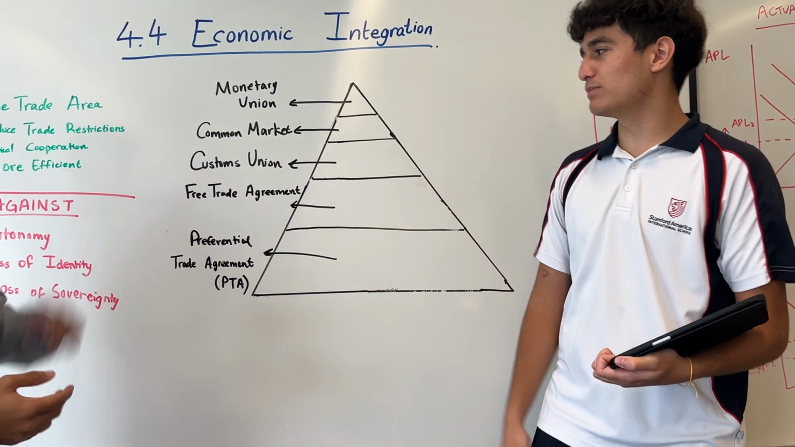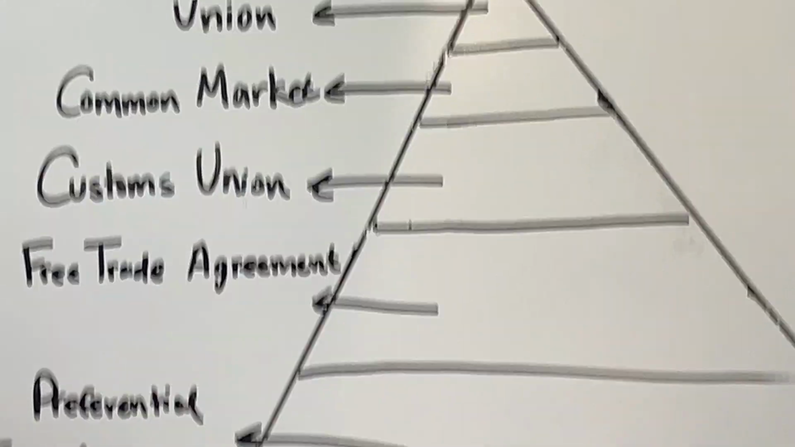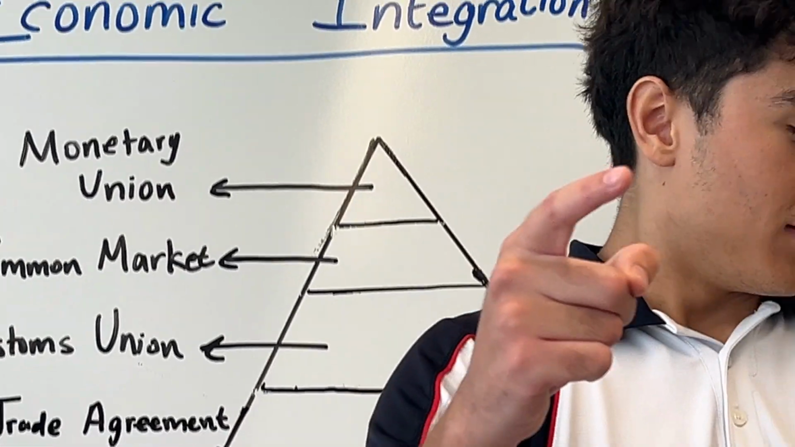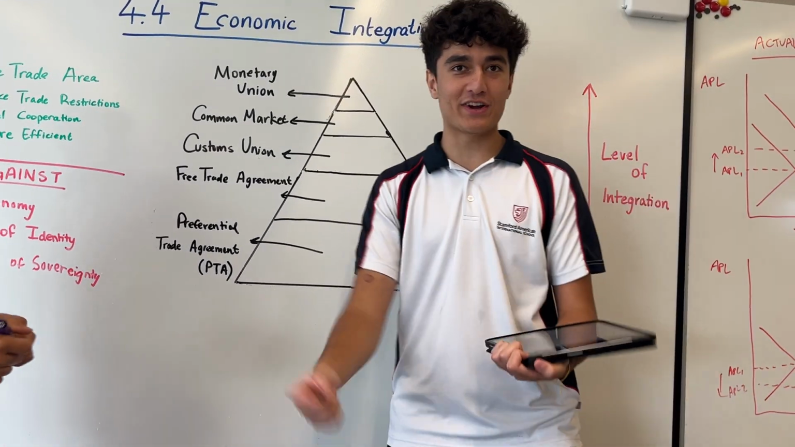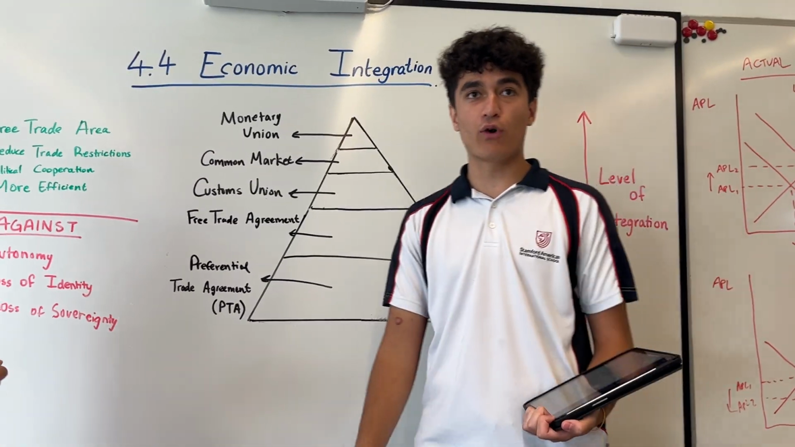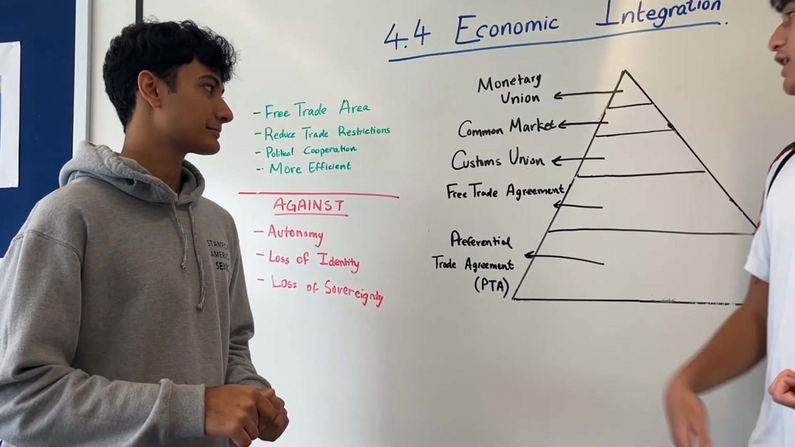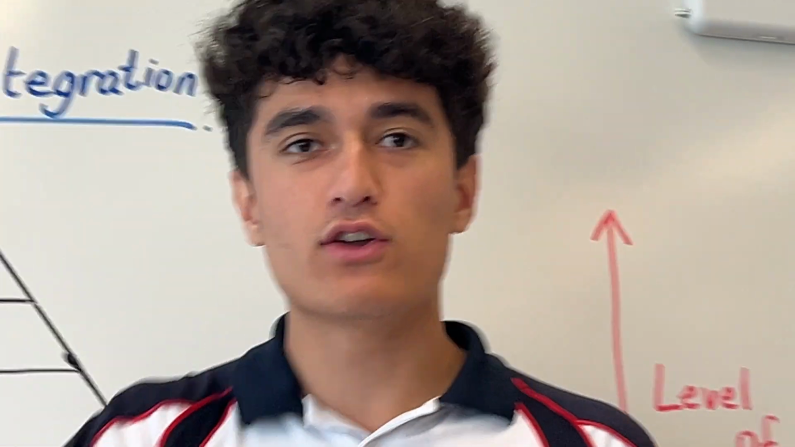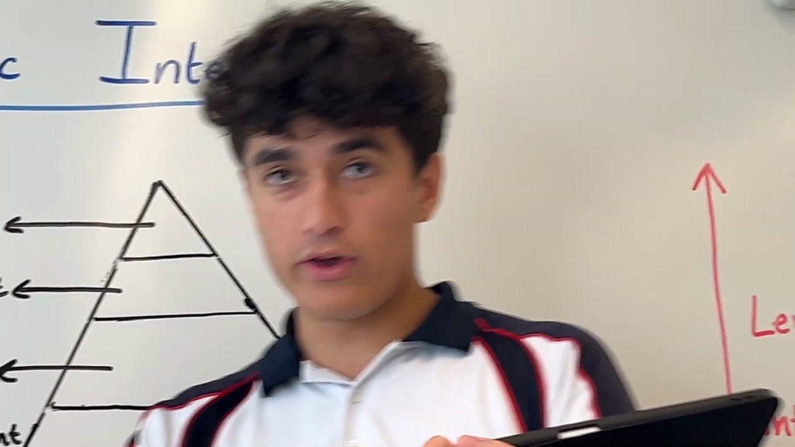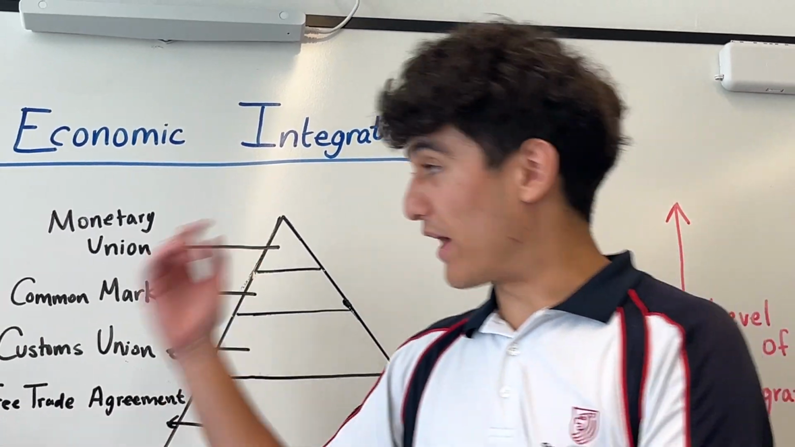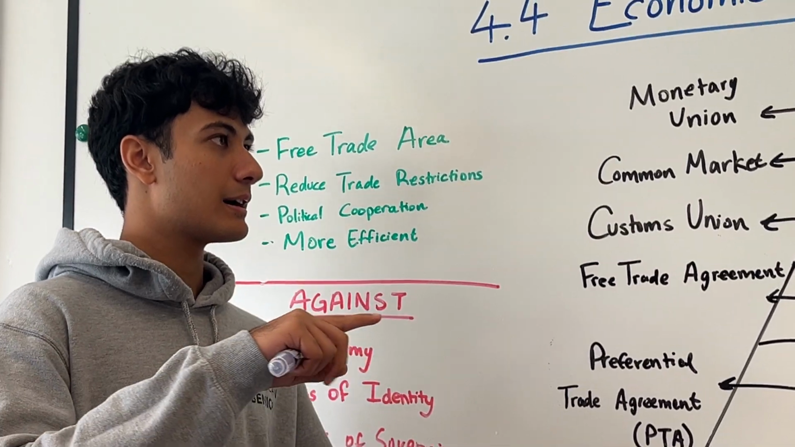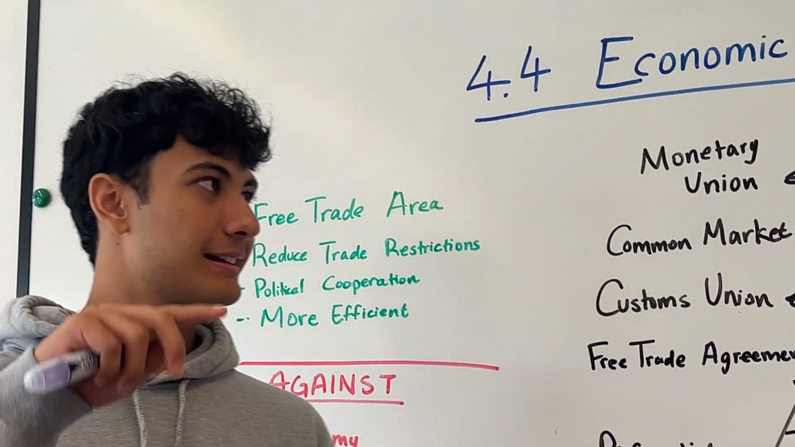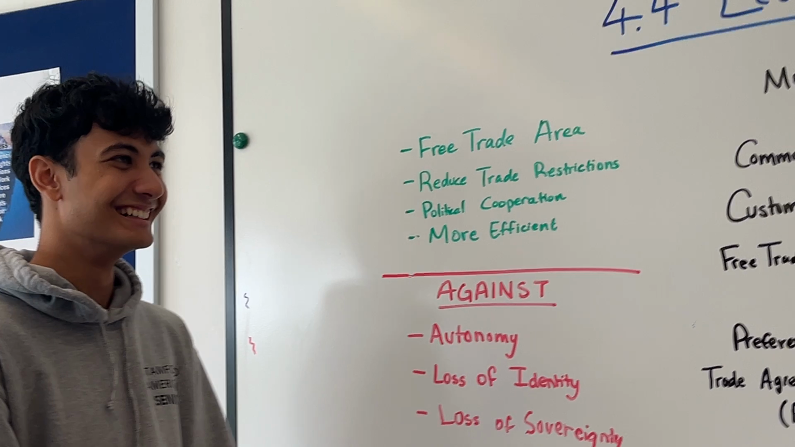Moving up, we've got the customs union. A customs union is when a group of countries remove all trade restrictions and have common forms of protectionism, such as the EU again. Common market. A common market is where a group of countries, again, are committed to removing all forms of trade protection. No more tariffs, no more quotas on all their members, and free movement of factors of production. What's that? Factors of production are land, labor, capital, and enterprise.